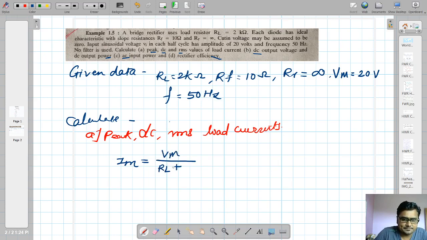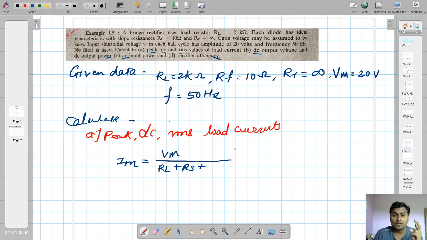Plus, I will follow the traditional method that we have, RS plus, now what it must be? It must be RL plus RS plus RF. It is RF if I am using center tap rectifier. It is RF if I am using half wave rectifier. But now it is a bridge rectifier.